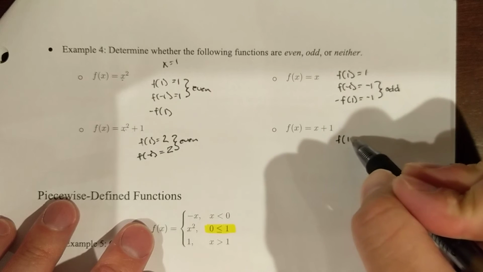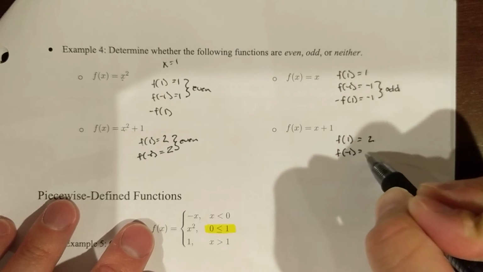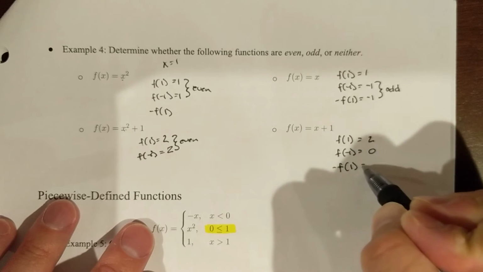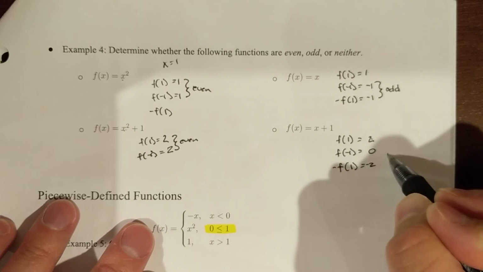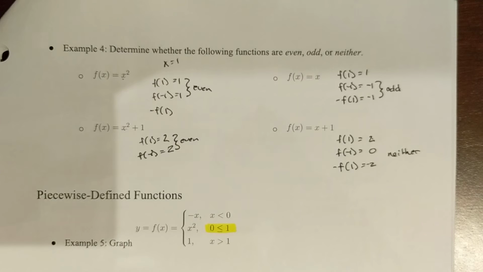Over here, f of 1 is 1 plus 1, or 2. F of -1 is -1 plus 1, or 0. Negative f of 1 is -2, because these two are always opposite. So this is an example of neither. None of it matches, so it's not even or odd.